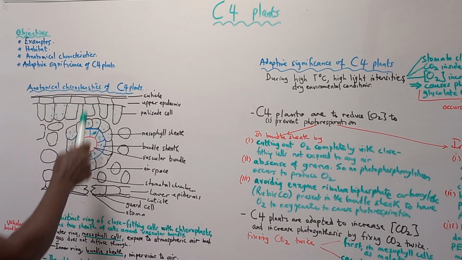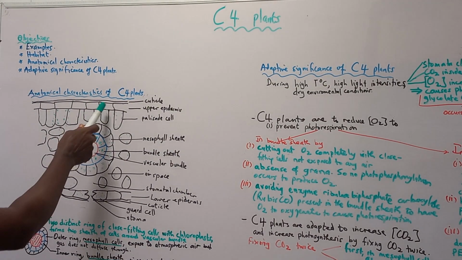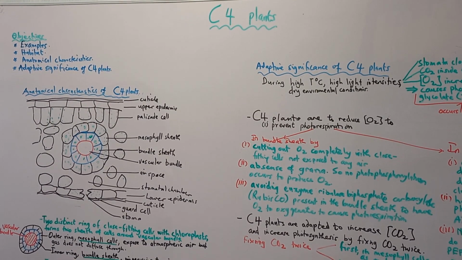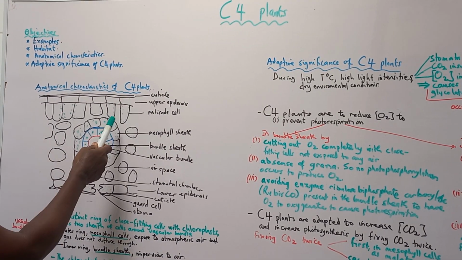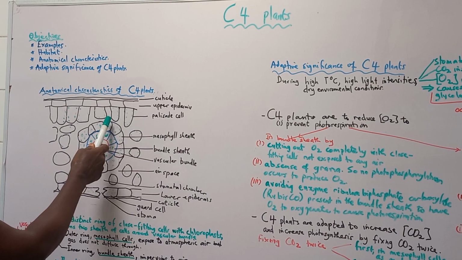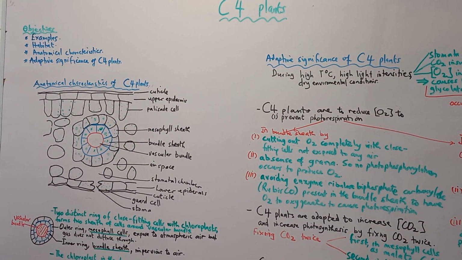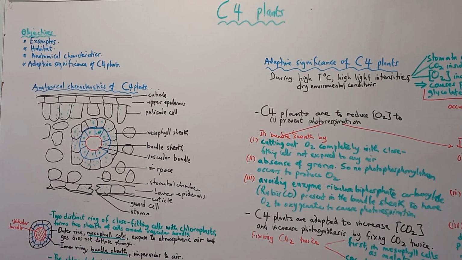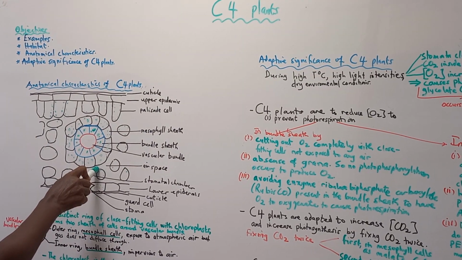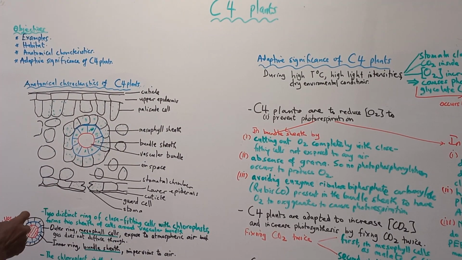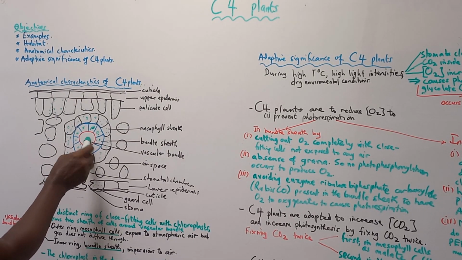So the anatomy is more of the leaf. So here is a transverse section of a leaf. We have the cuticle, upper epidermis, the palisade, you have spongy cells, and typical of C4 plants, we have two distinct close-fitting cells around the vascular bundle.